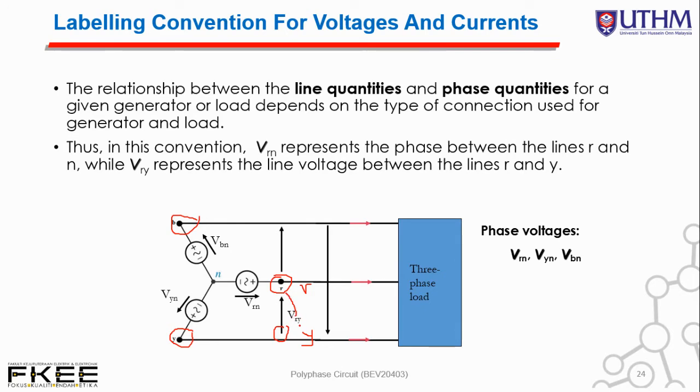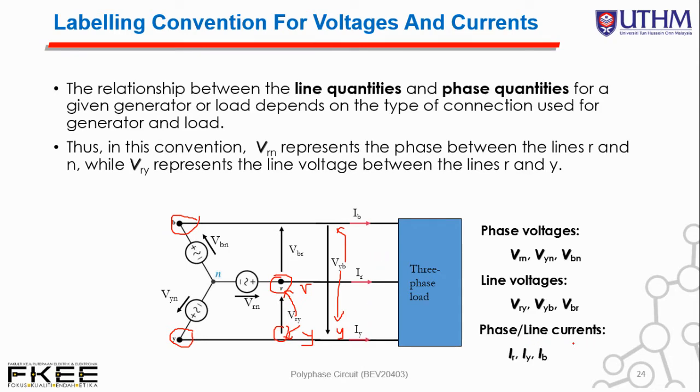R refers to here and Y refers to here, this line. Similarly we have VYB, so Y is over here, and B is over here, and VBR as well. Line voltages VRY, VBR, VYB. IR, IY, and IB represent the phase or line current. For star connections, remember, I line is equal to I phase.